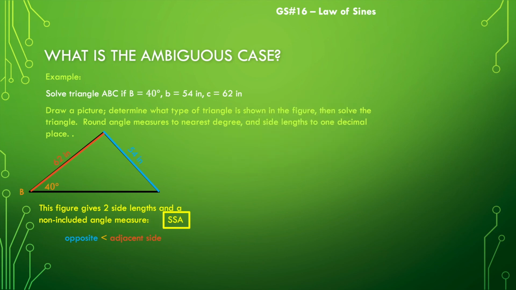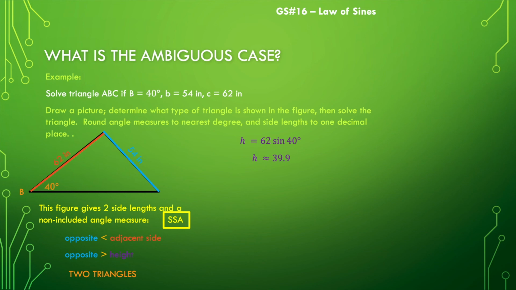Remember, the height is going to be equal to the adjacent side times the sine of this given angle measure. So 62 times the sine of 40 degrees. And I find that the height is about 39.9. All right, so I'm looking at this height is about 40 inches. And so that opposite side is greater than the height. And what that means is there are two triangles possible. And I will have to solve for both of them.